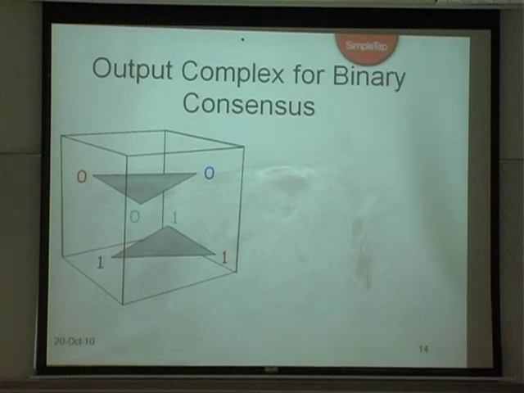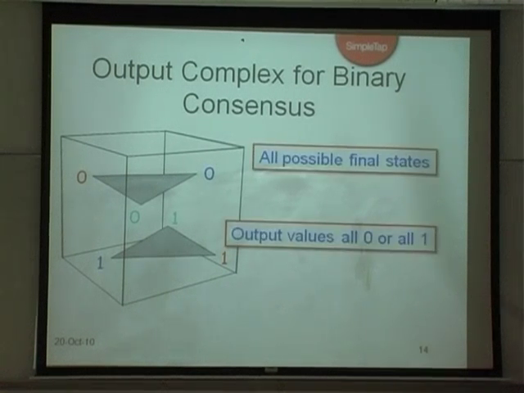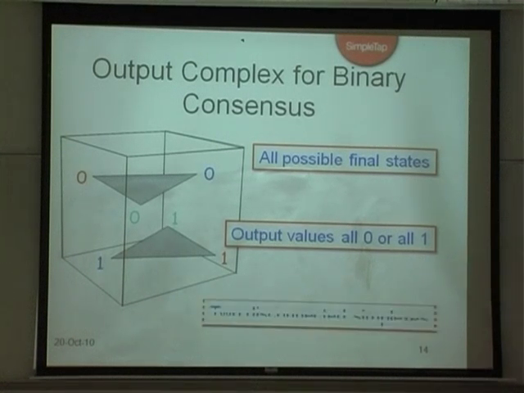What the output complex tells us is what the final states of the system look like. So here, we know that everybody has to either agree on 0 or they have to agree on 1. So there's only two possible final states which are represented by the two triangles. The top one, everyone agrees on 0, and the bottom one, everyone agrees on 1. So here, the output complex is just two disconnected triangles. So we started out with an octahedron representing our global states, and we ended up with two disconnected triangles representing our final states.